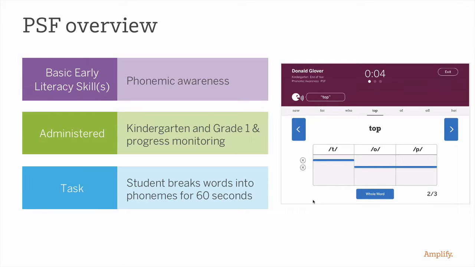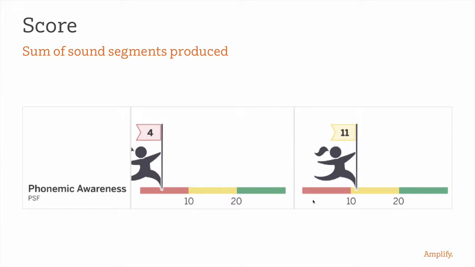Phonemic segmentation fluency is an indicator of the basic early literacy skill phonemic awareness, the ability to hear, identify, and manipulate individual sounds called phonemes in spoken words. PSF provides one score, the sum of sound segments produced. Students receive 1 point for each different correct part of the word.